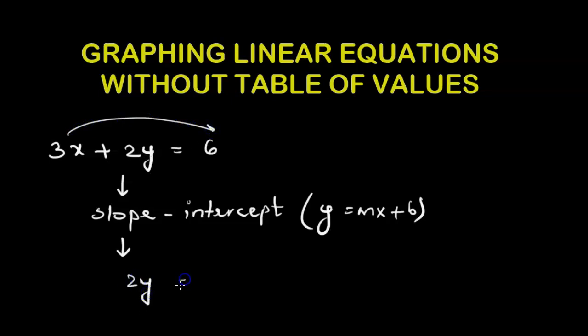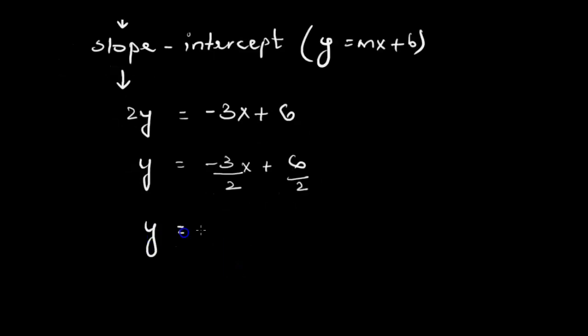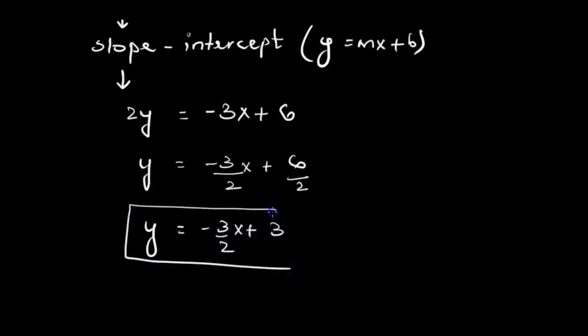So we are left with 2y equal to minus 3x plus 6. We divide by 2 and we get y is equal to negative 3 by 2 x plus 3. So this is our slope-intercept form because this is in the form of y equal to mx plus b, where m is negative 3 by 2 and b is 3.